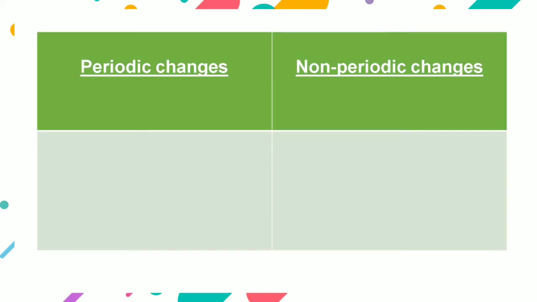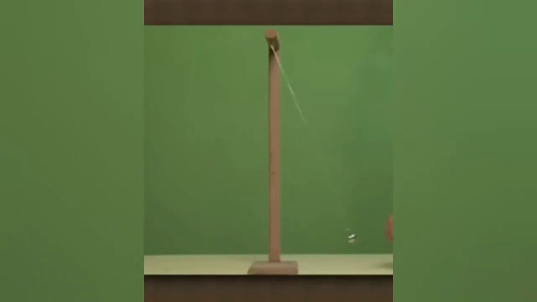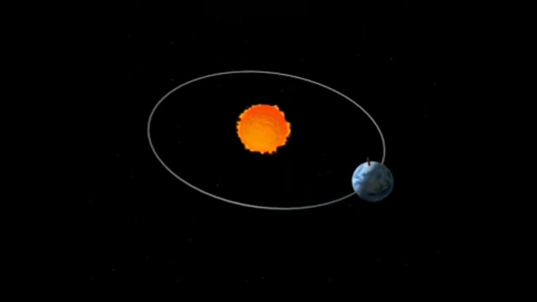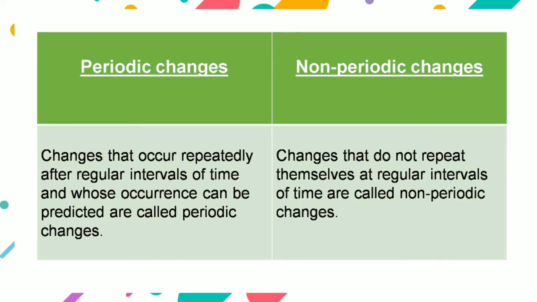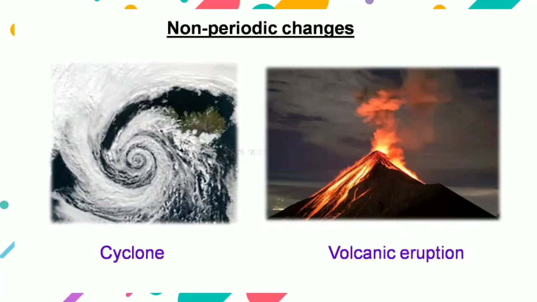Next, we have periodic and non periodic changes. Periodic changes are those changes that occur repeatedly after regular intervals of time and whose occurrence can be predicted. For example, movement of pendulum, movement of hands of clocks, phases of moon, motion of earth, etc. All these changes occur repeatedly after regular intervals of time. Then non-periodic changes are those changes that do not repeat themselves at regular intervals of time. Earthquakes, cyclones, volcanic eruptions are the examples of non-periodic changes.